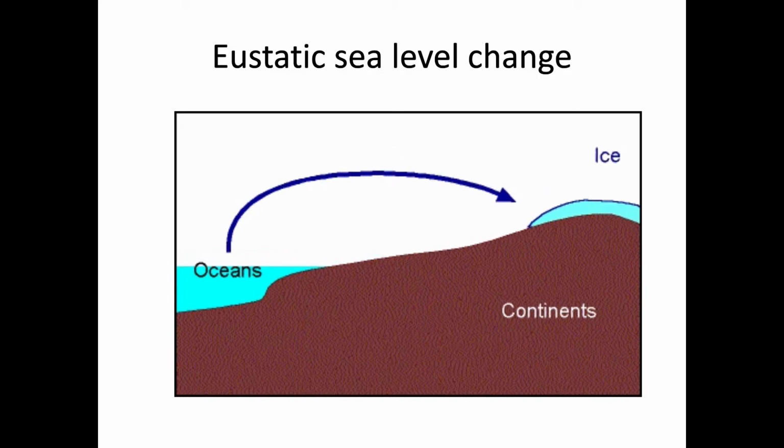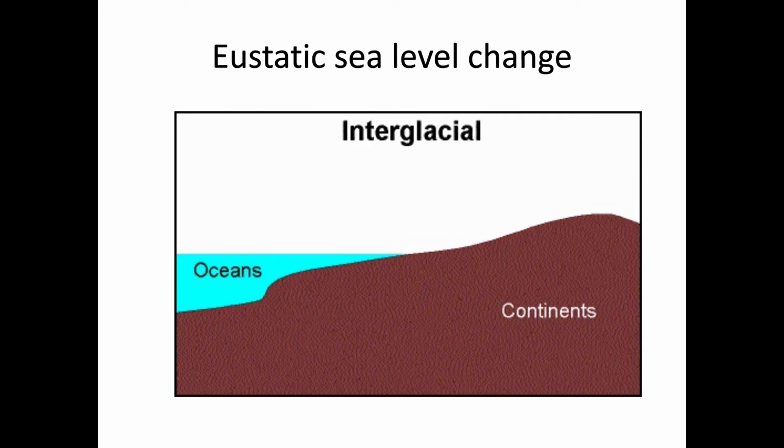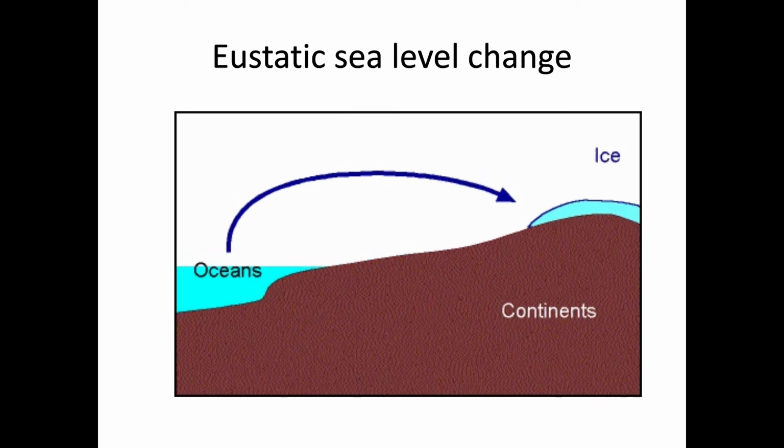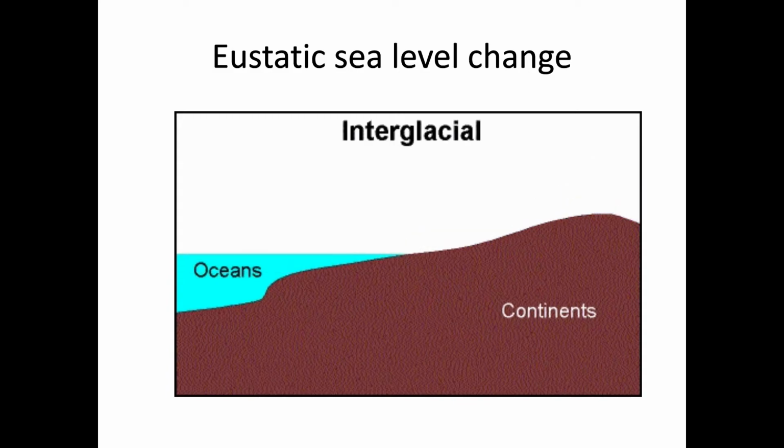And this little animation is just reminding you of the sequence of events. Okay, so during an ice age, the ice sheet grows, and then when the temperatures warm up, the ice melts and the sea level rises. Okay, so that's that.